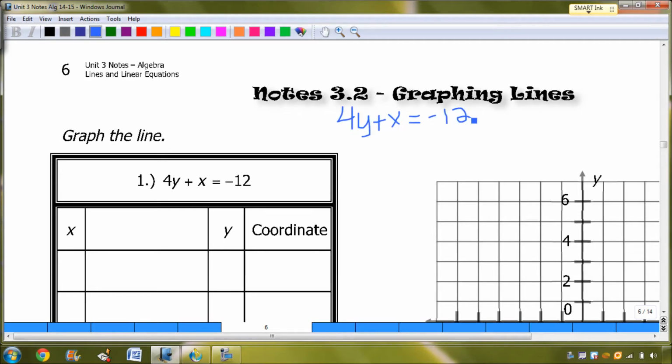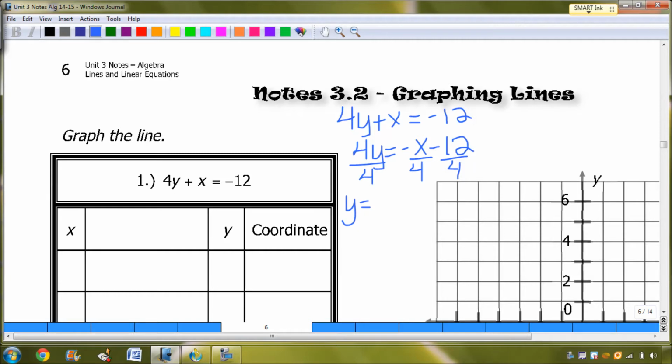So when I subtract the x from both sides, I end up getting negative x minus 12, or negative 12 minus x. Remember, it doesn't matter what order you put it in as long as you have the proper signs. Since the x has to be negative and the 12 has to be negative, negative x minus 12 works. So then I'm going to divide both sides by 4, okay? And make sure you divide everything by 4, and you'll end up getting y equals.